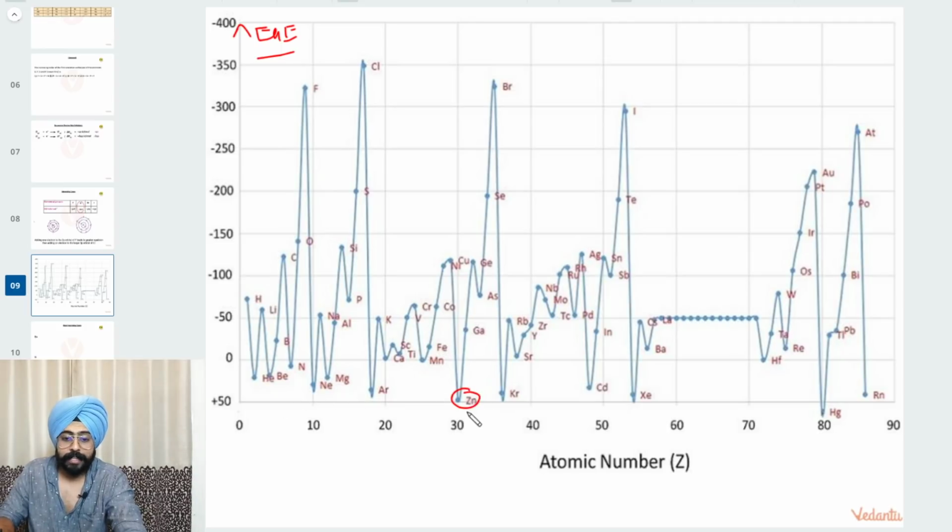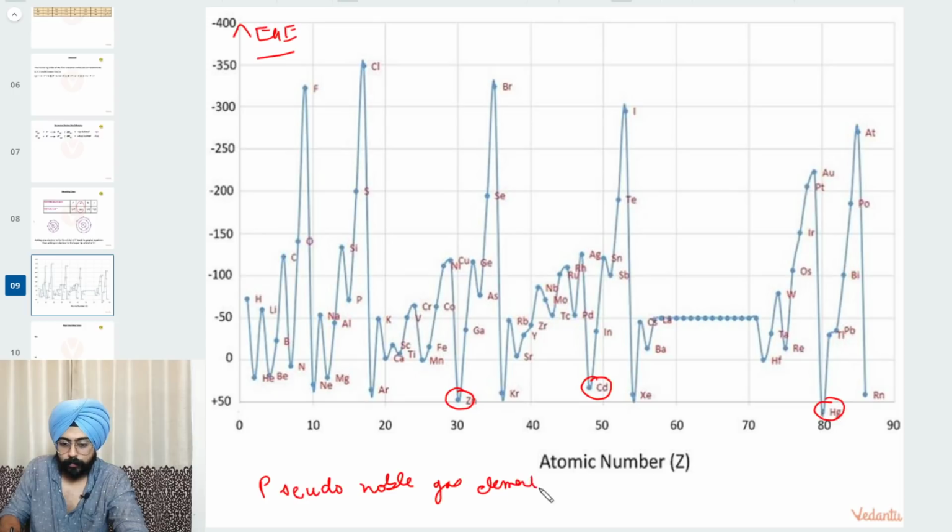So even zinc has a fully filled orbital configuration. For zinc we use the name pseudo noble gas element. For zinc, cadmium and mercury we use the name pseudo noble gas elements, the fake noble gas elements. This is zinc, cadmium, mercury.